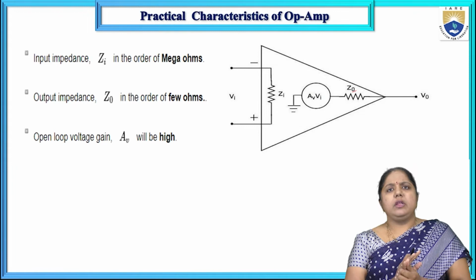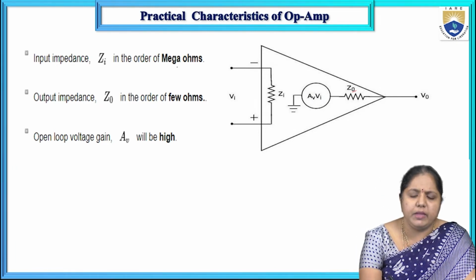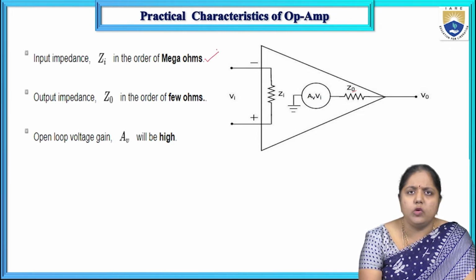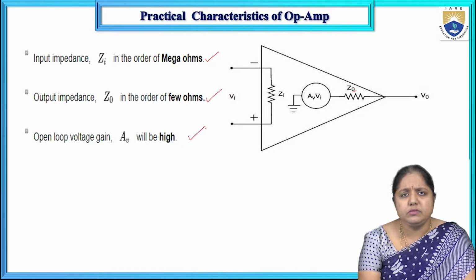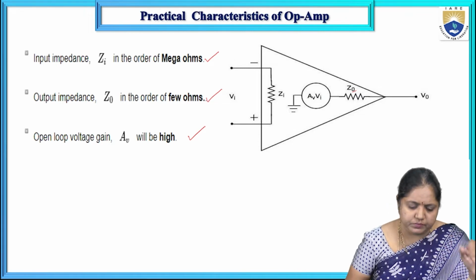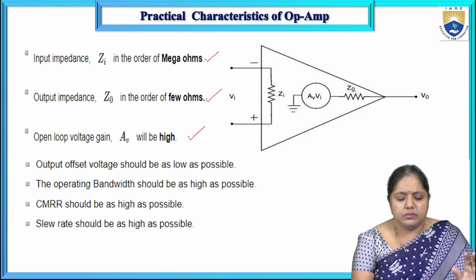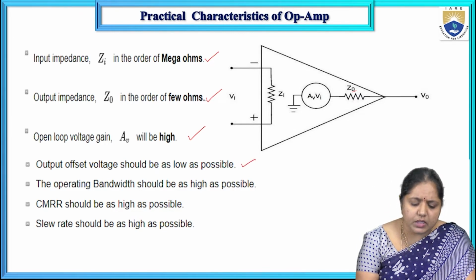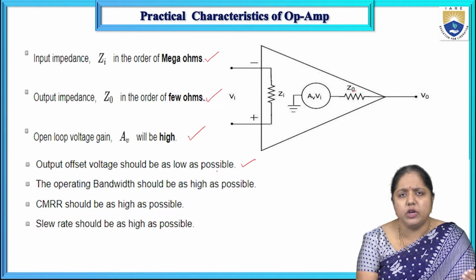Now the practical characteristics of the op-amp are these. The input impedance Zi is in the order of mega ohms, the Zo value is in the order of ohms, and the voltage gain is a high value. Next property is that the output offset voltage should be a low value.